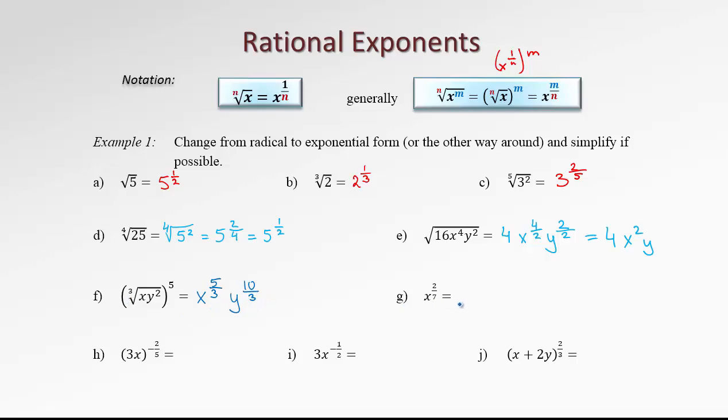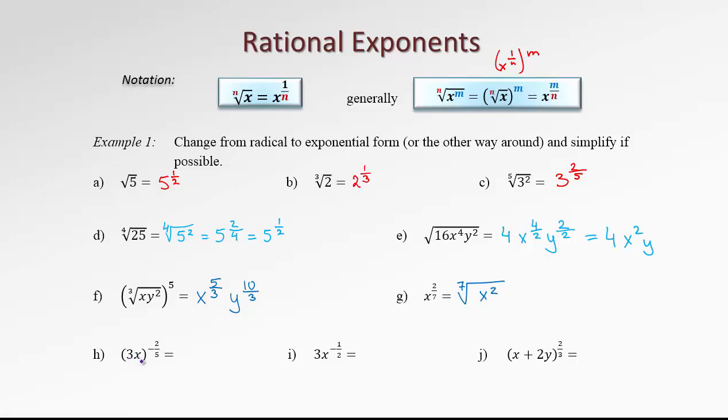What do we have in the next example? This time we start with the exponential form, so let's convert it back to the radical form. Remember, denominator of the fractional exponent becomes the index of the radical. So we deal with 7th degree radical of x squared, just like that.